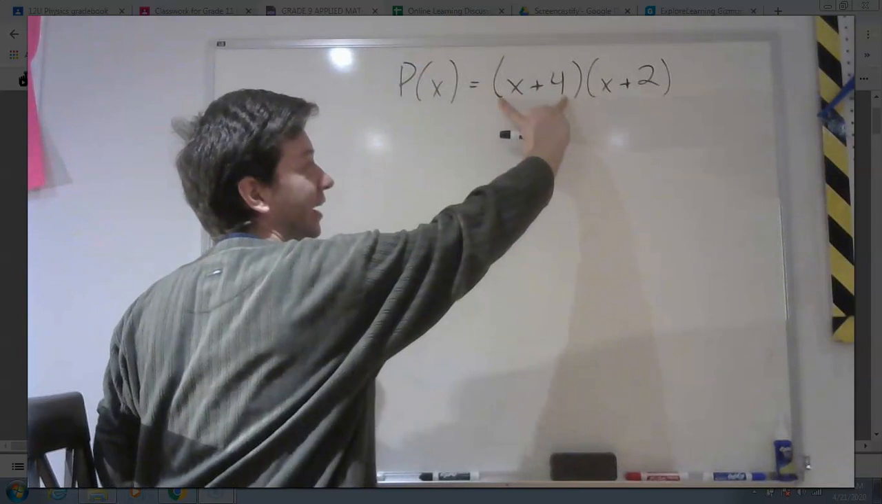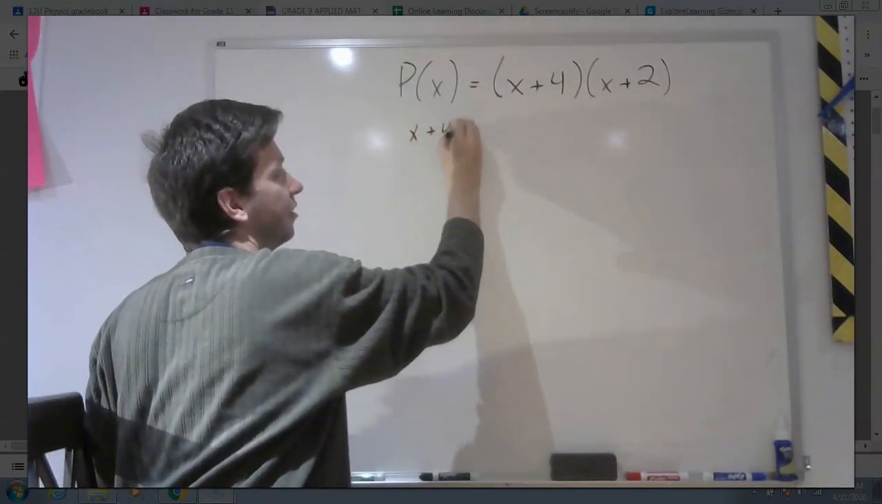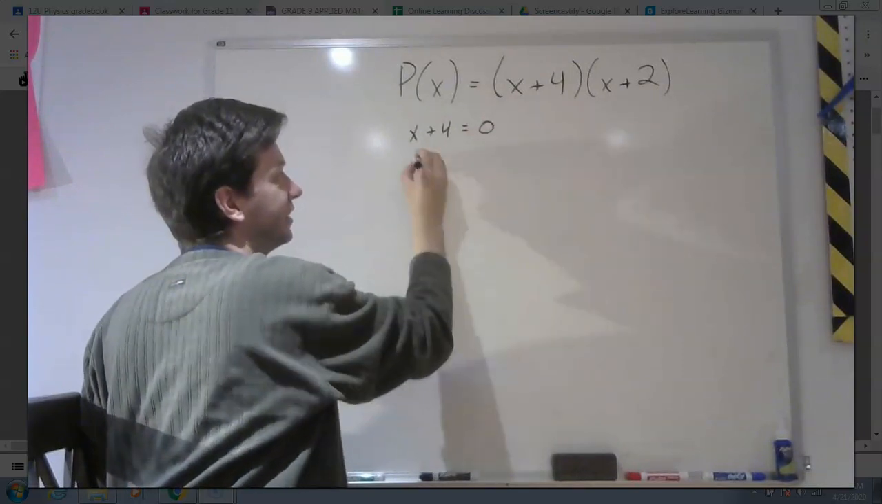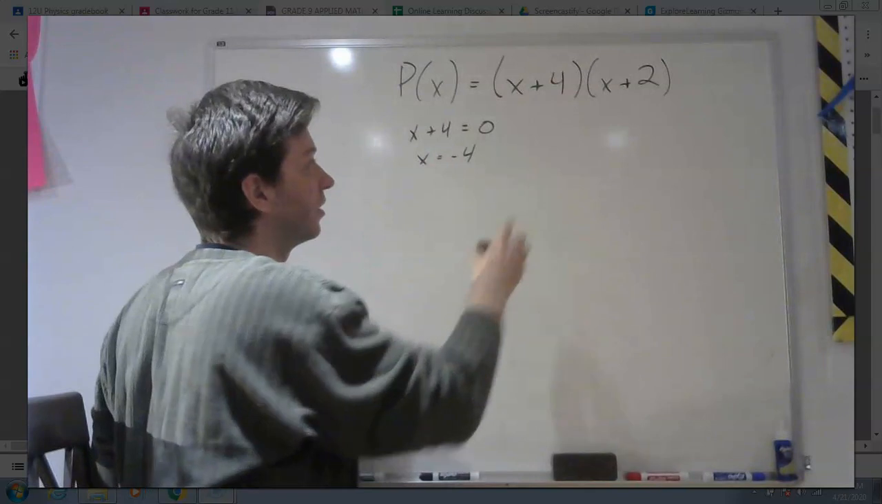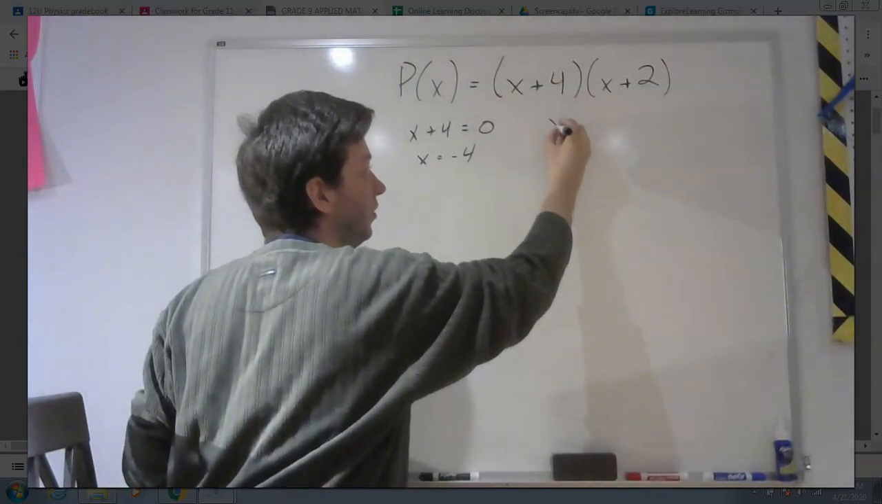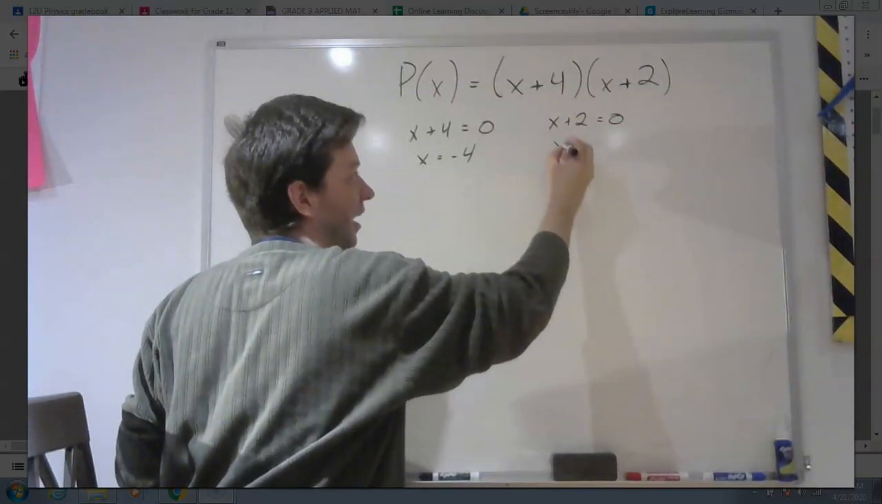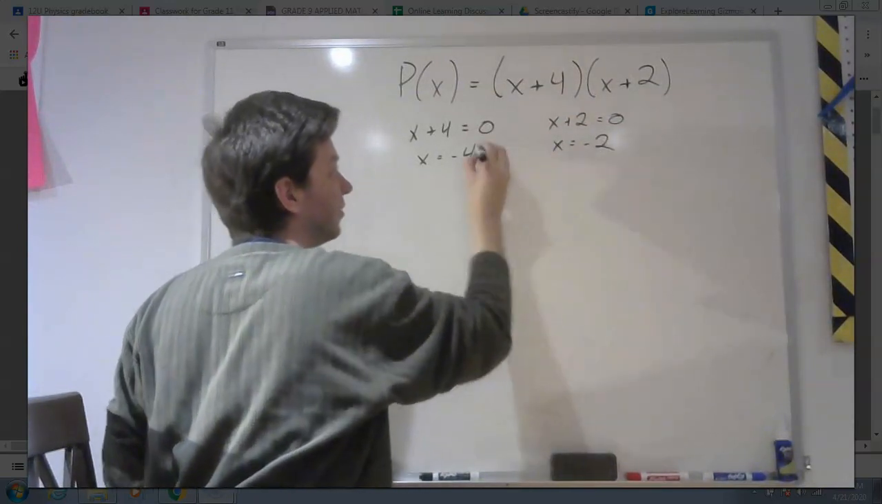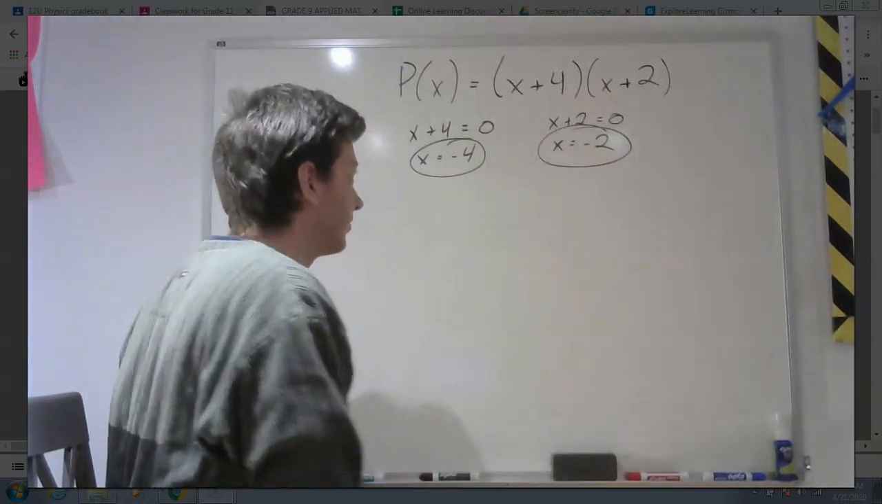Now to make this bracket 0, that's x + 4 = 0. So rearranging, x = -4. So there's one option. Here, our other option is x + 2 = 0. Rearranging that, we get x = -2. So these are our two zero points.